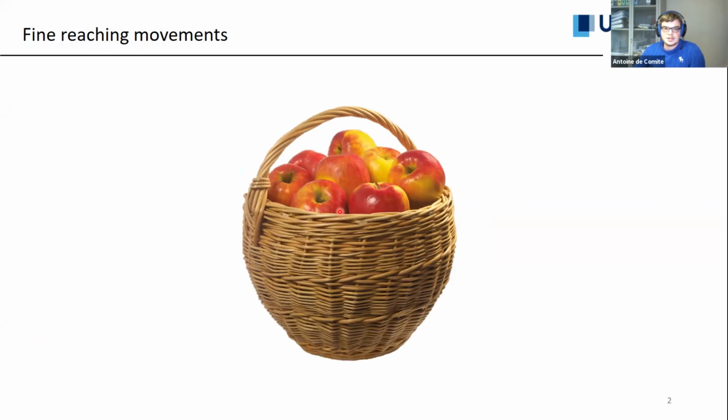To do that, the common view in reaching movement is that there are two parts of the process. The first one is to select which one of these apples you are going to reach. This selection will be dependent on many parameters, and once the target is selected, you initiate the movement and start reaching for the apple you chose.